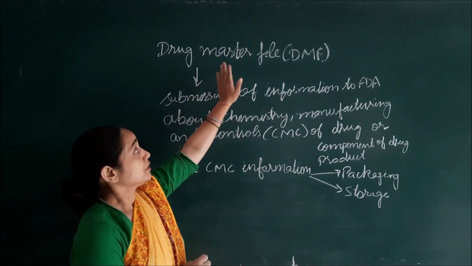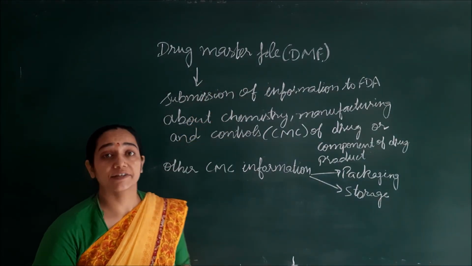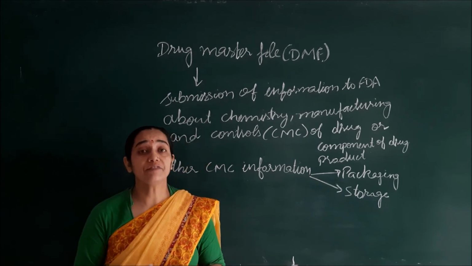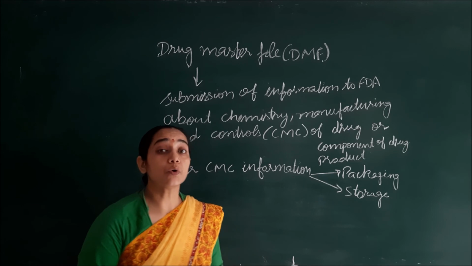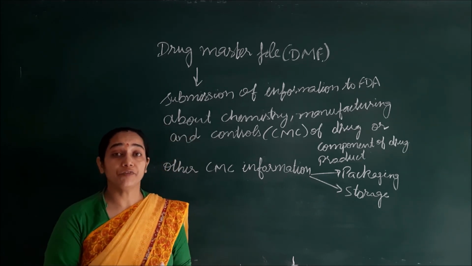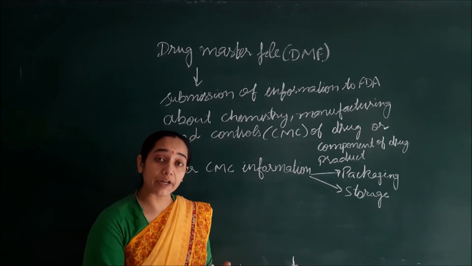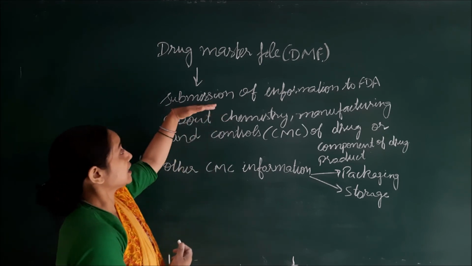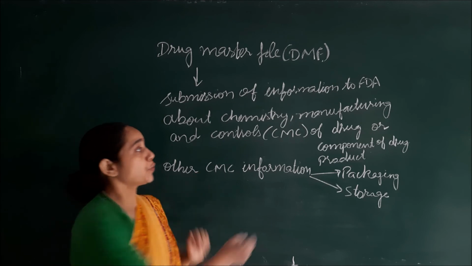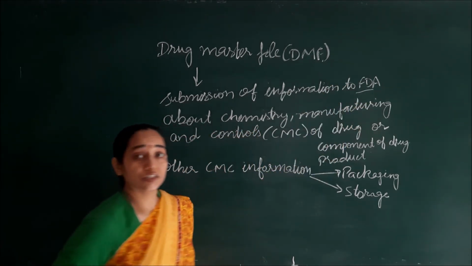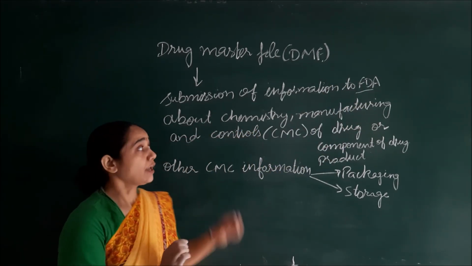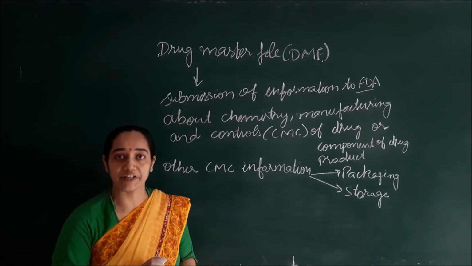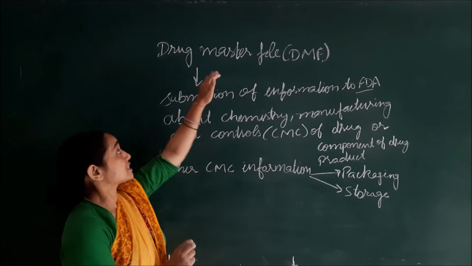Now we are going to discuss the Drug Master File. It is a document of great importance in the pharmaceutical industry because it contains all the information about a product or the components of the product. Basically, it is the submission of information to the FDA, the Food and Drug Administration. All the information about the product will be submitted to the FDA in the form of a Drug Master File.